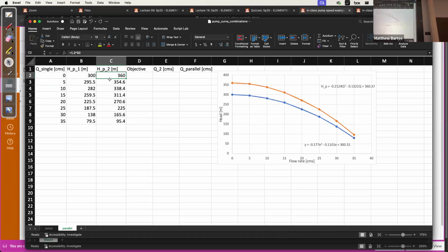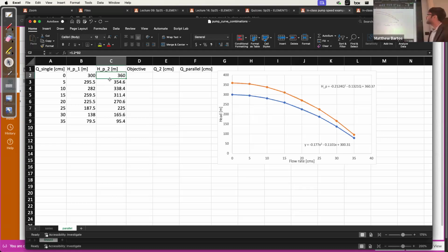Find a cube, one elevation ahead of pump one, or sorry, I don't remember. Identify the discharges on pump curve two that match the heads from pump curve one. Very good. So that is exactly right.